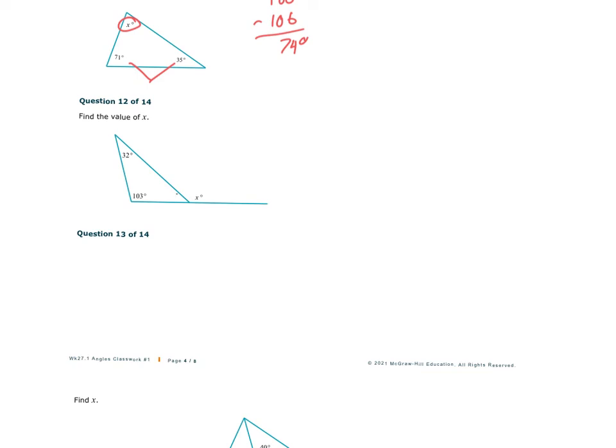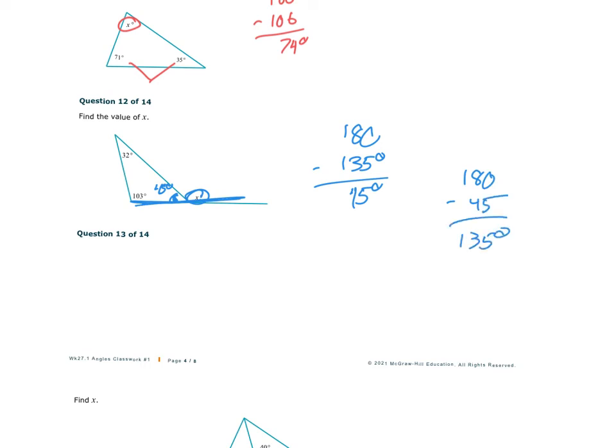This next one, all these are going to add up to 180 degrees. So far we have 135 degrees. Like we said, those will all add up to 180. So that leaves us 45 degrees for this angle. Well, what it wants to know is this one. These two are supplementary. So 180 minus 45 gives you 135 degrees for x.